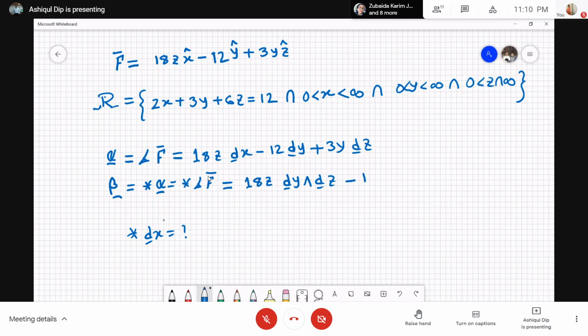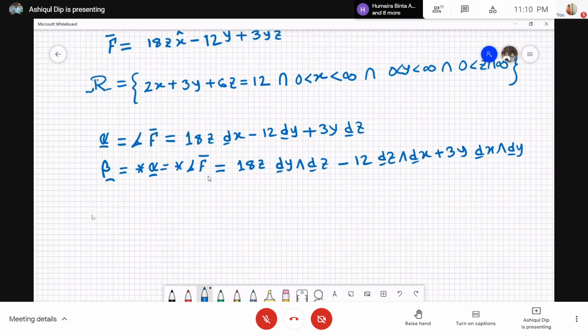Minus 12. Then you take star dy. What's that? Dz wedge dx. Then plus 3y dx wedge dy. Great. So this is the beta we actually want to integrate over. That will give us the flux corresponding to the vector field you are given.